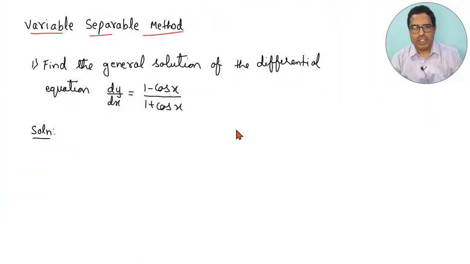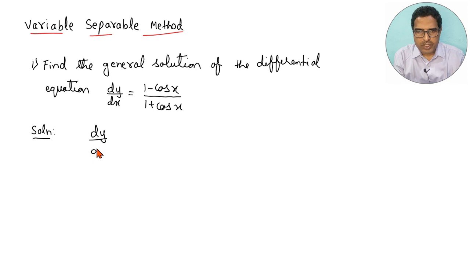method. The first question is, find the general solution of the differential equation dy by dx is equal to 1 minus cos of x divided by 1 plus cos of x. Let us try to see how to find out the general solution of this given differential equation using the variable separable method. So we have this differential equation dy by dx is equal to 1 minus cos of x divided by 1 plus cos of x.